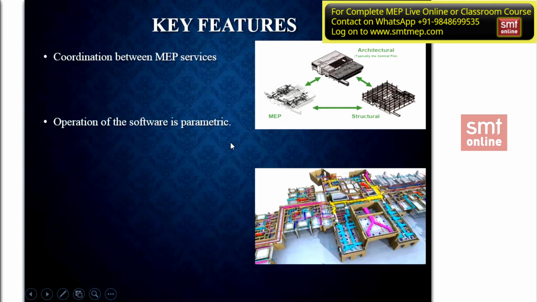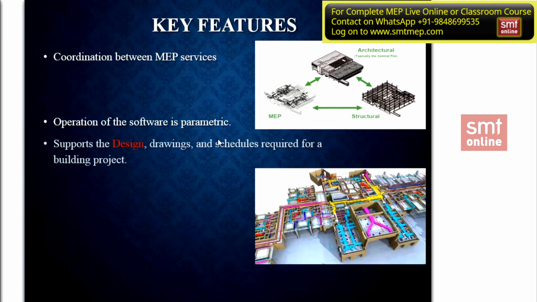Next, operation of the software is parametric. It means a change anywhere will update everywhere. For example, if you talk about the equation Q equal to AV, keeping Q constant, say flow rate in ducting. If you keep the flow rate constant in the duct, and with that if you increase the velocity, automatically the duct sizes will reduce. So it means Revit works on a parametric engine. If you change one parameter, automatically as per the relation to other parameters, the values will update. And this option is also very useful for designing.